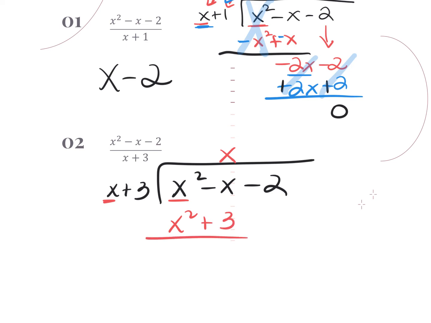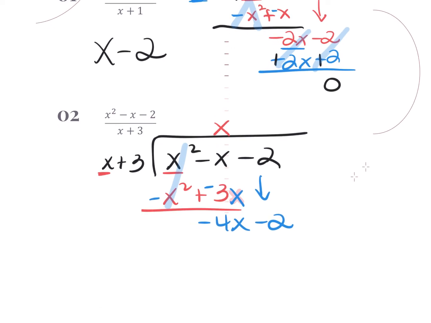I change the signs to opposite because I'm subtracting. And now this cancels out. And I'm adding up negative 1x plus negative 3x. I forgot to write the x here. And then now I get negative 4x. I bring down the negative 2. And now I repeat the process.